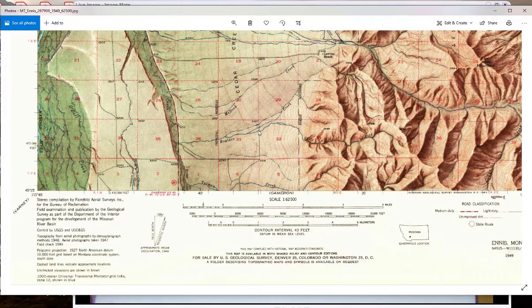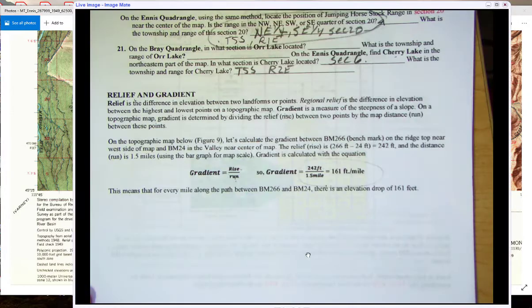And remember, what's unique about this map, the 1 to 62,500, which is basically the 15-minute quadrangle that we've been looking at, is that each little box is about a mile, right? So that's 1 mile in distance there. That makes it a little bit easier as well.